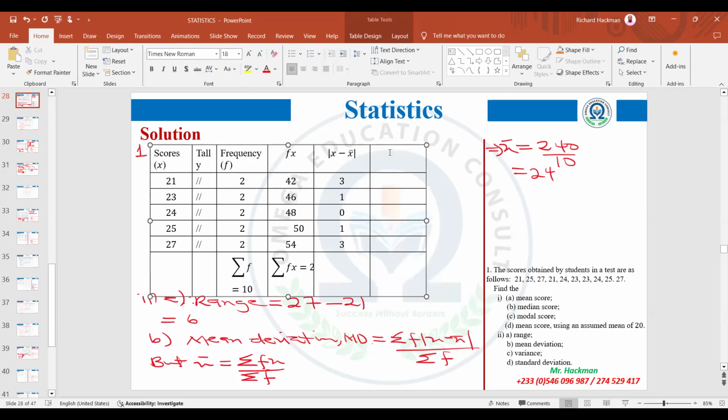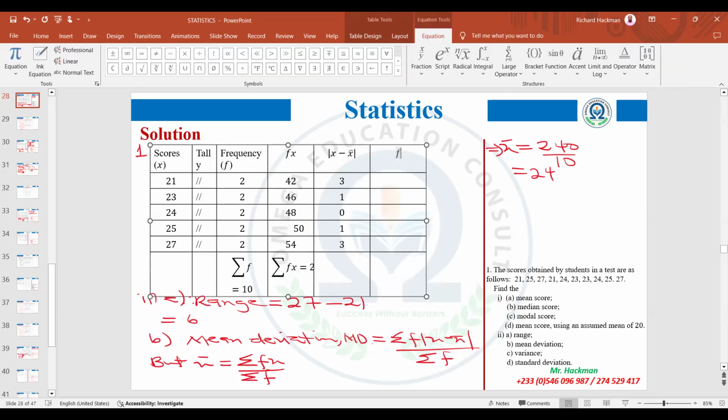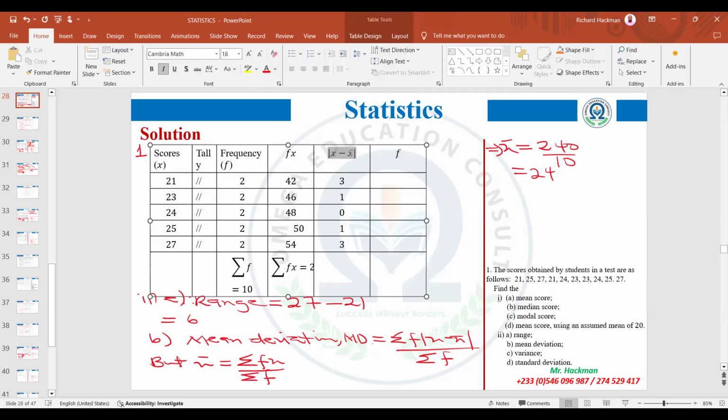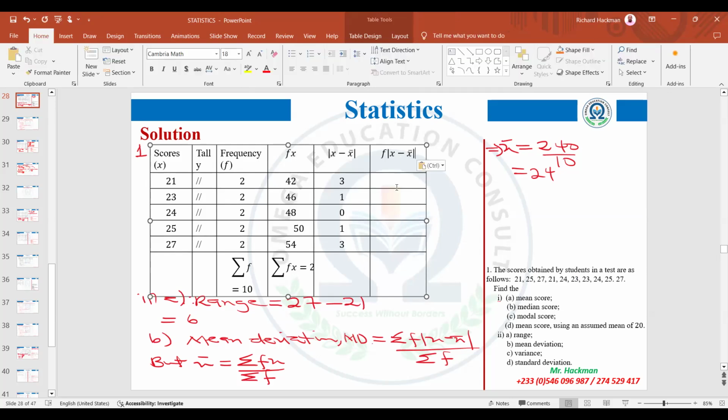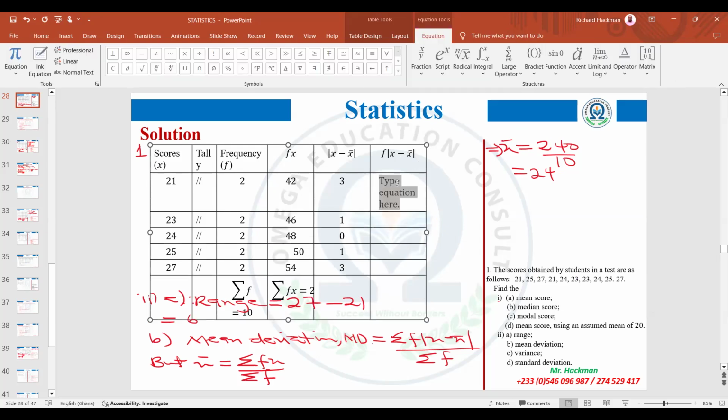And that is going to give us the f times, so let me copy and paste to be better. So f times x minus x bar absolute. So that gives us what? Now, which columns are we going to multiply? Obviously it will be the f column and the x minus x bar absolute column. Is that clear? So you are multiplying this and this, this and this, this and that.